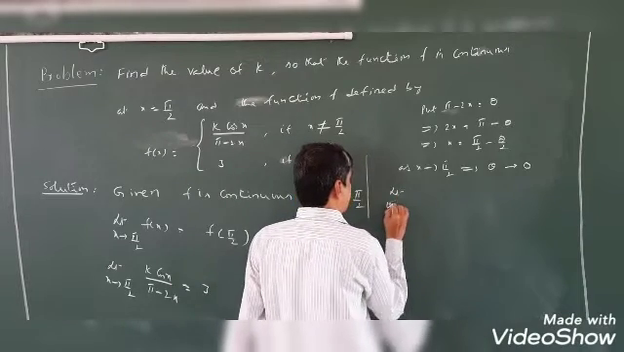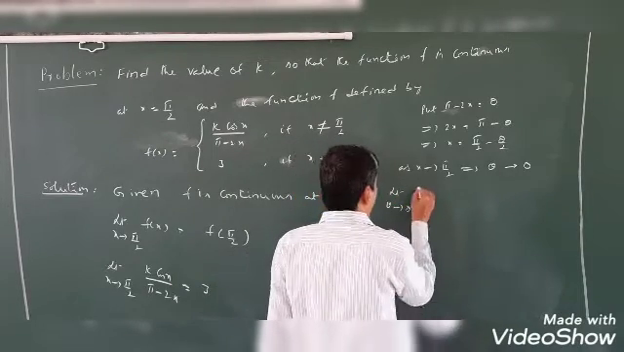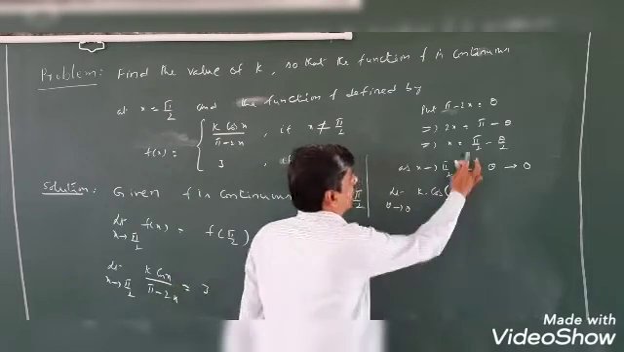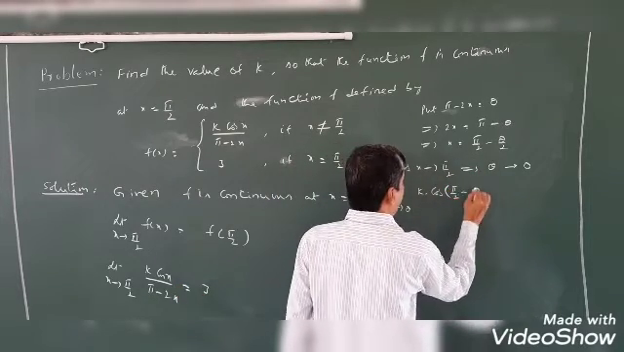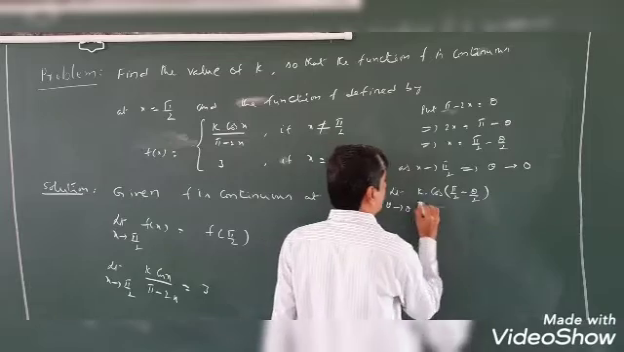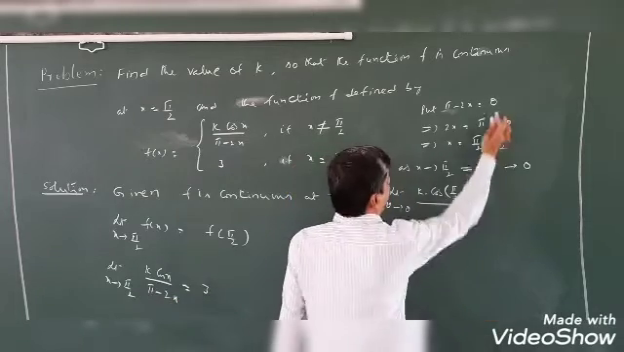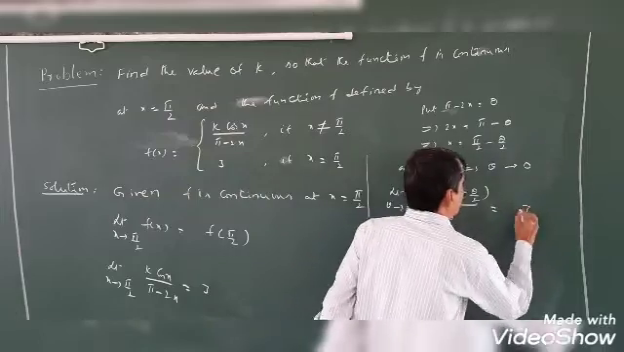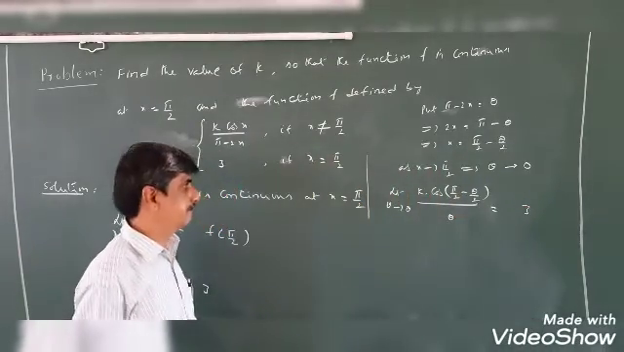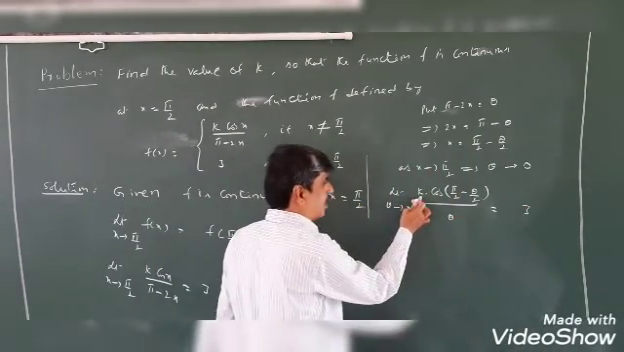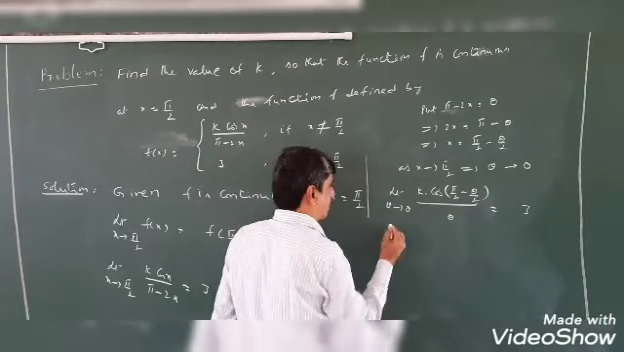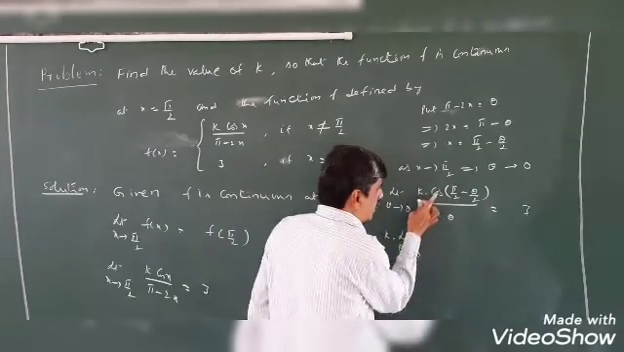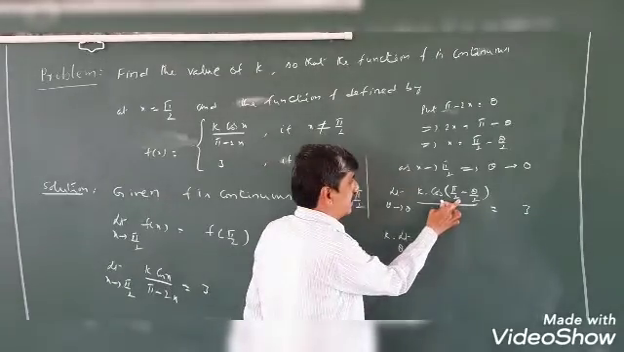limit theta tends to 0, k into cos of x. x means pi by 2 minus theta by 2. But pi minus 2x is theta. So this limit value is equal to the given 3. So k is a constant, so right, outside the limit theta tends to 0, cos of pi by 2 comes.